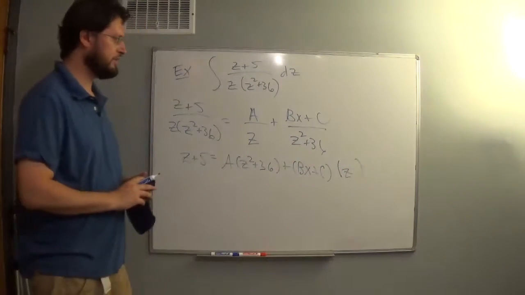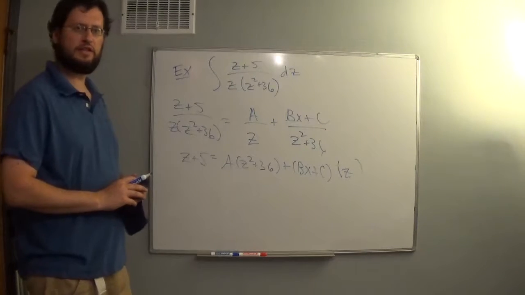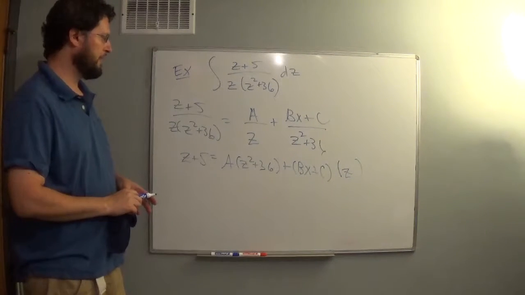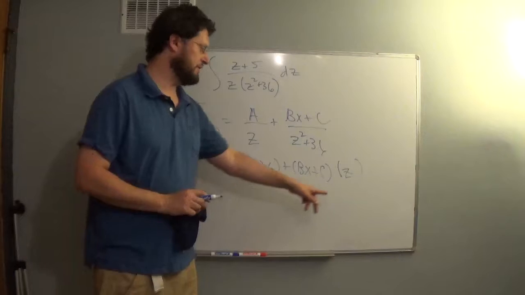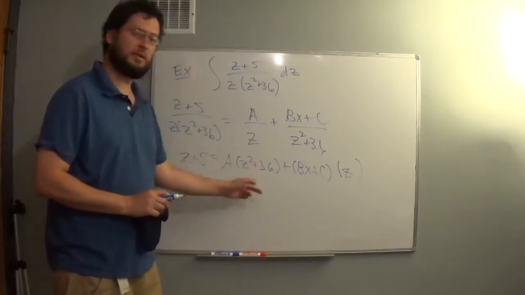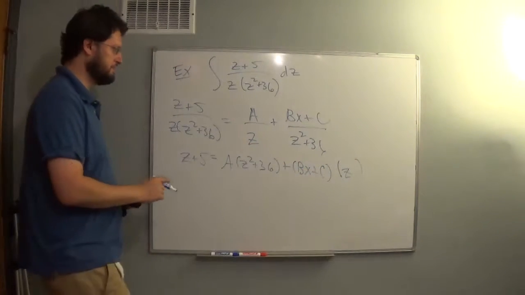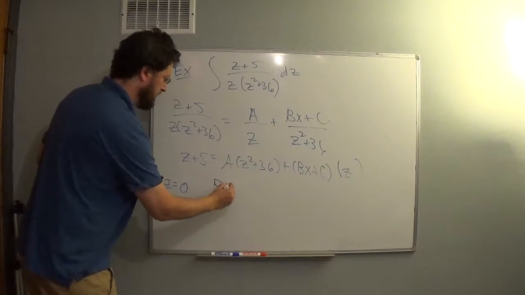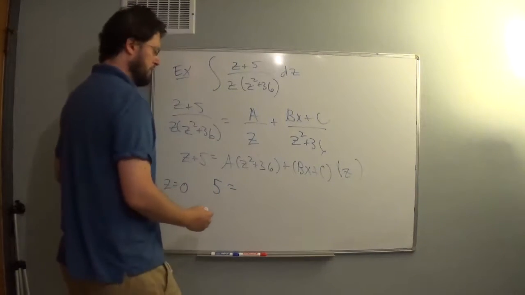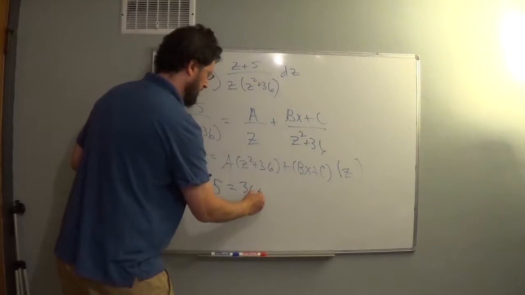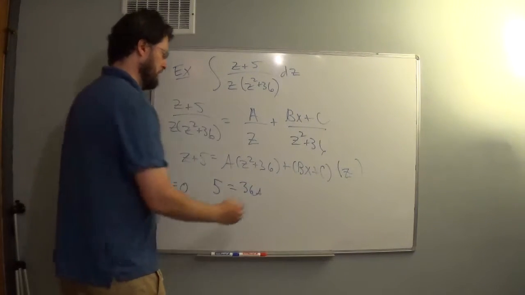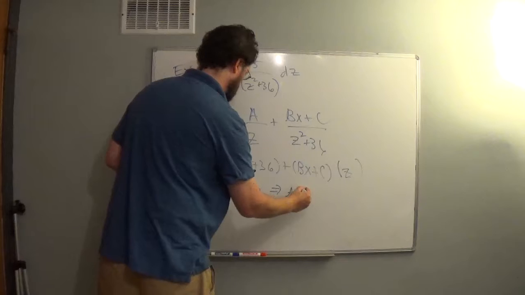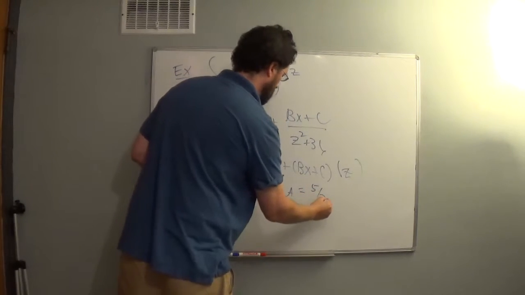And we find this, and use good choices for z. The only good choice for z here will be 0, since there's no choice that makes this 0. If we let z equal 0, I get 5 is equal to 36A, so that A is equal to 5 over 36.